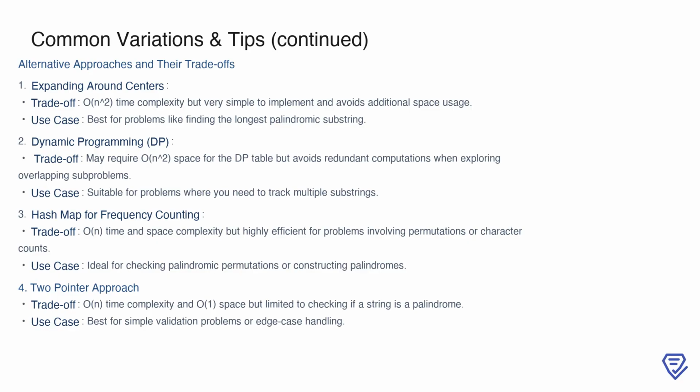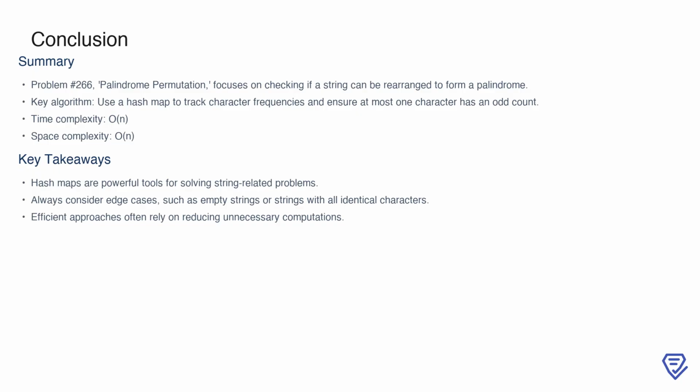Hash maps are highly suitable for frequency counting problems, such as checking for palindromic permutations or constructing palindromes. They offer O(n) time and space complexity and are both clean and efficient. Lastly, the two-pointer approach stands out for its simplicity and O(1) space complexity, perfect for validating whether a string is a palindrome. However, it's limited in scope and not suitable for more complex tasks. Choosing the right approach depends on the specific problem requirements, as well as the trade-offs between time, space, and implementation complexity.